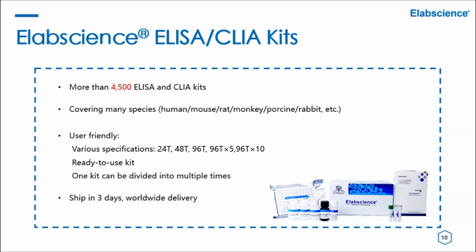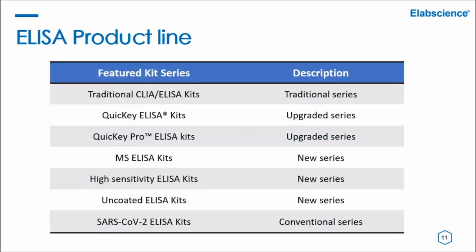At present, we have more than 4,500 ELISA and CLIA kits covering many species like human, mouse, rat, etc. In order to better meet the needs of the market, we are constantly optimizing our products and launching new product series. These are all of the ELISA product lines we have now. The MS ELISA kits, high sensitive ELISA kits and uncoated ELISA kits are our new series.